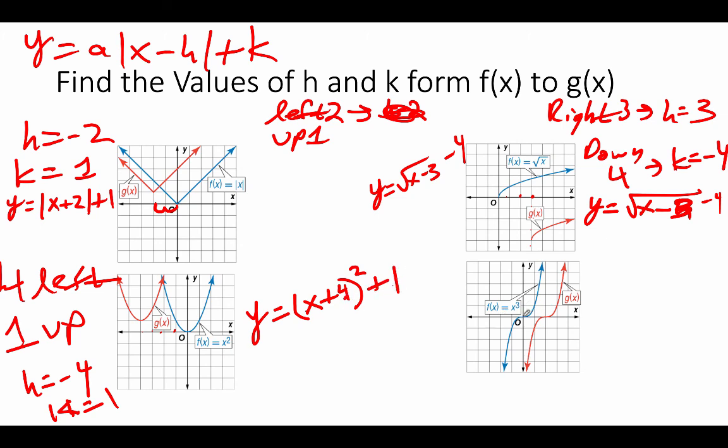This is x cubed. We didn't talk about x cubed, but it's the same thing, and I went 2 right. 2 right means that h is 2. Y equals x minus 2 cubed. Remember, x minus the value of h, which is positive 2, 2 units to the right.